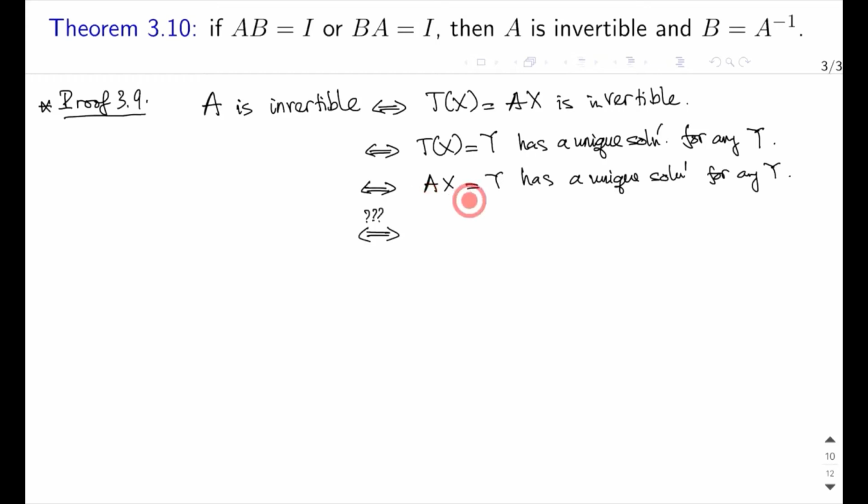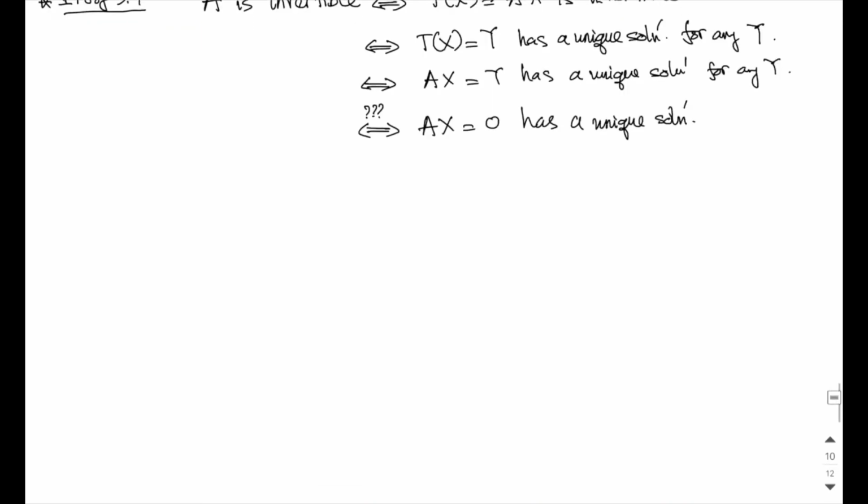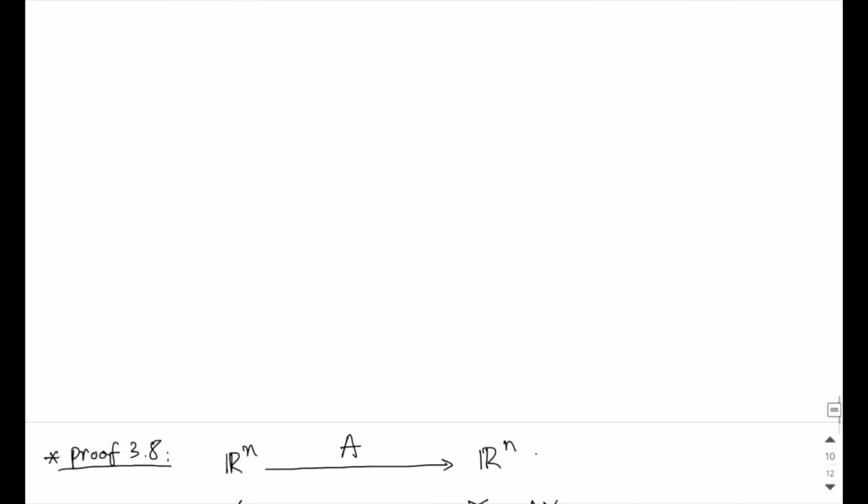Now, if Ax equals y has a unique solution, then when you apply this for y being 0, of course, this implies right away that Ax equals 0 has a unique solution. How can we go back from the equation Ax equals 0 has a unique solution to prove that Ax equals y also has a unique solution for any y? That's the hard thing that we need to prove. Right, let's accept this, and I'm going to come back and prove it later.